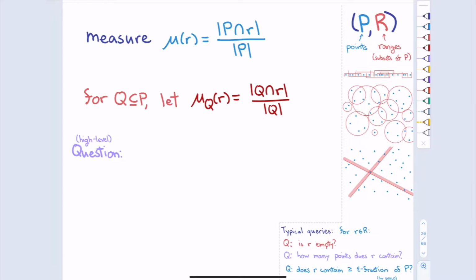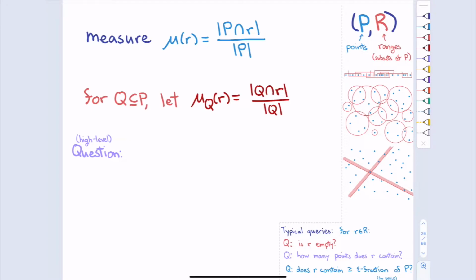So the measure of a range R will be what fraction of points it contains. P intersection R is the number of points in a range R divided by the total number of points. I can generalize that by taking any subset Q of points and defining a measure relative to that. So now I'm doing, how many of the points of Q does this range contain divided by the total number of points in Q. Just what fraction of points it contains.